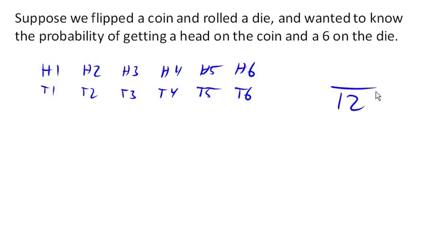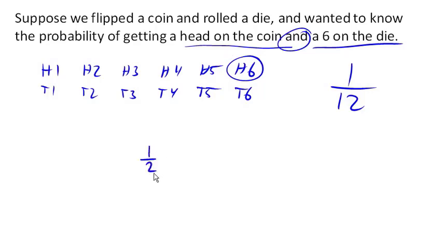How many of them would have a head on the coin and a 6 on the die? Well, only one of them, right? One out of those 12, and so there's a 1/12th probability of rolling a 6 on the die and getting a head on the coin. Now you might also notice that the probability of getting a head on the coin is 1 out of 2, and the probability of getting a 6 on the die is 1 out of 6. And if we were to multiply those, we would get the 1/12th.